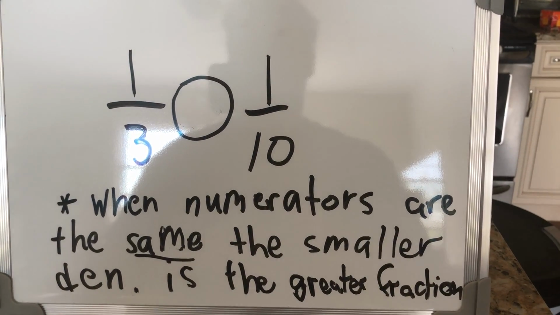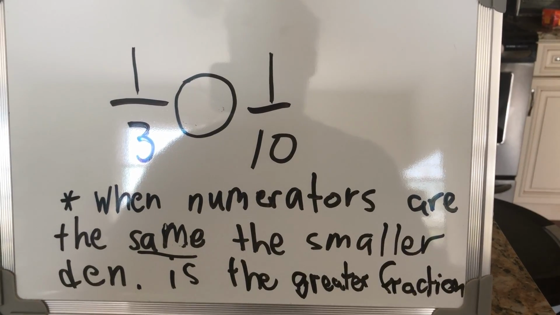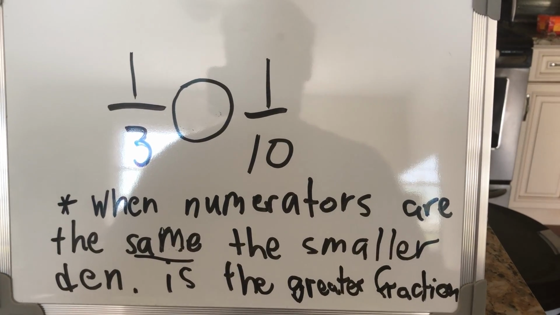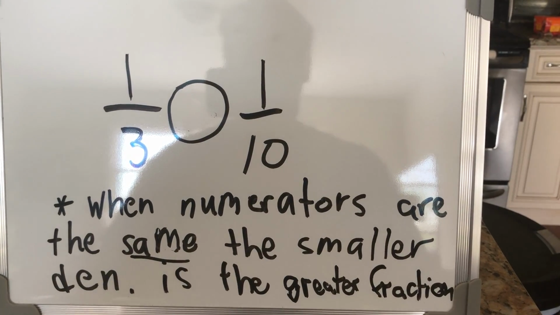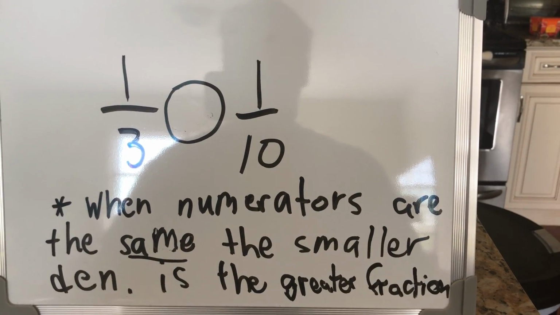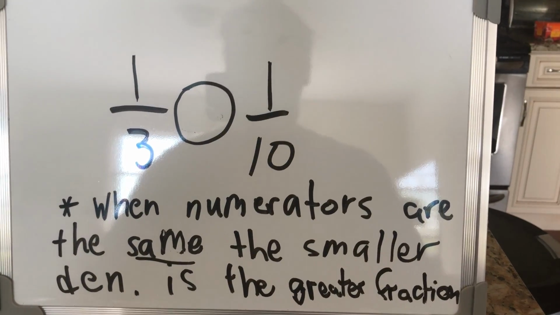So I wrote down, when numerators are the same, the smaller denominator is the greater fraction. Now when you compare regular numbers, that's not the case. You know that the less a number is, 3 is obviously less than 7, so obviously the bigger number is 7. But when you do it with fractions, it's a little different.